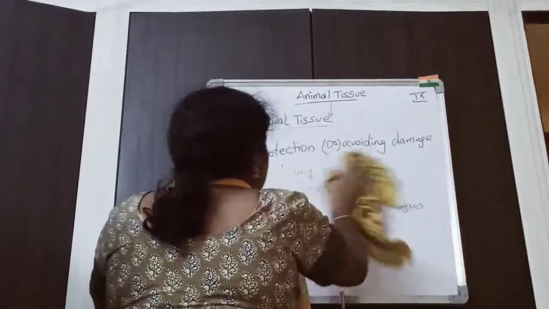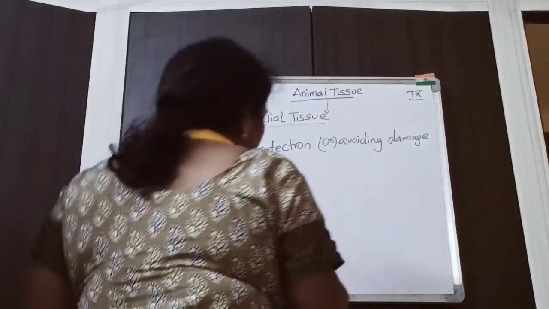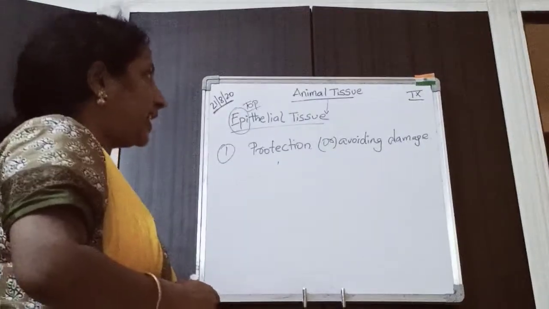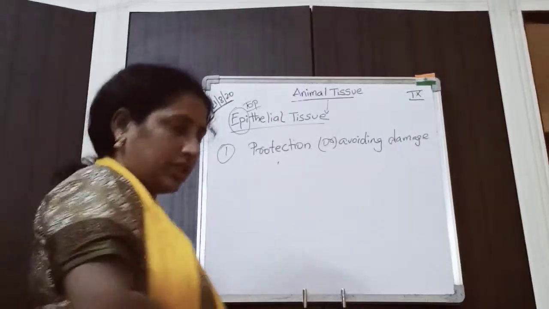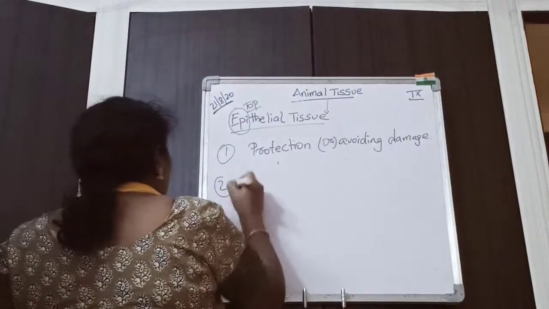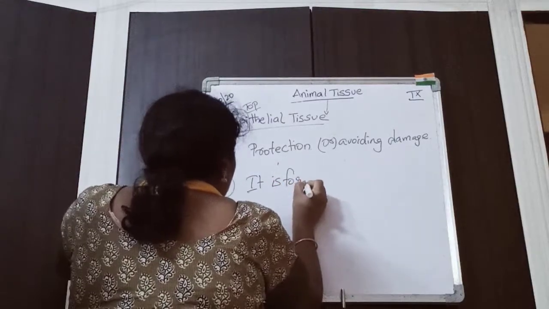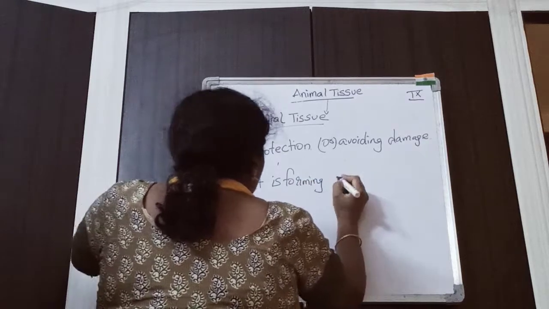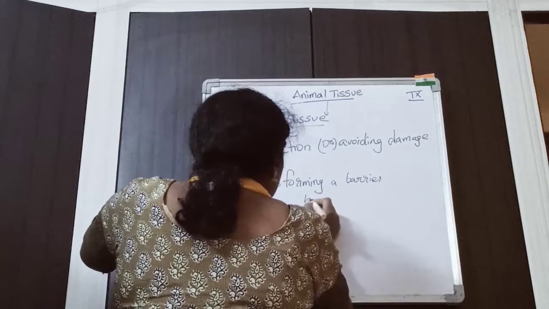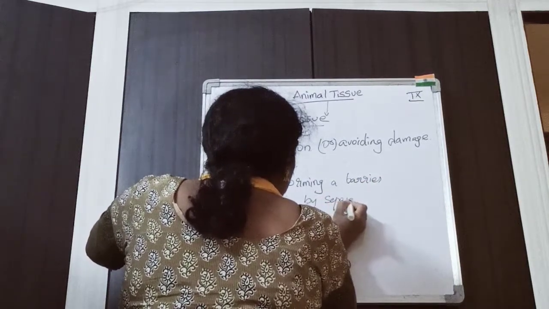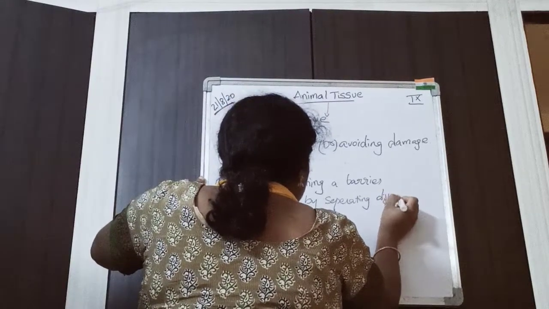Now, the first very important function of epithelial tissue is protection, or avoiding damage to the other tissues. Next, it is forming a barrier by separating different organ systems.